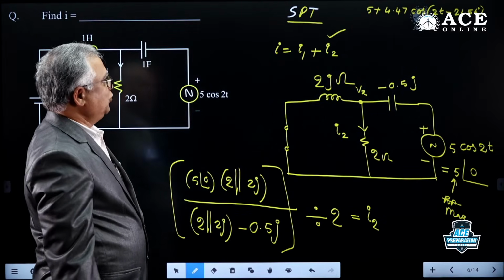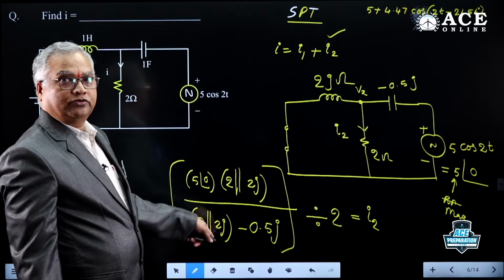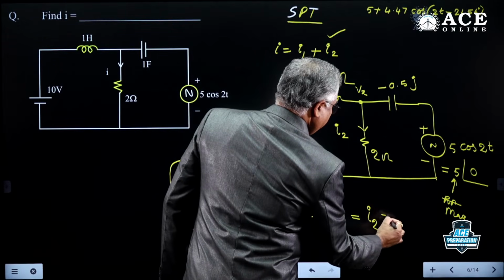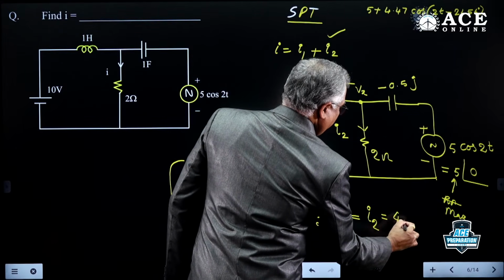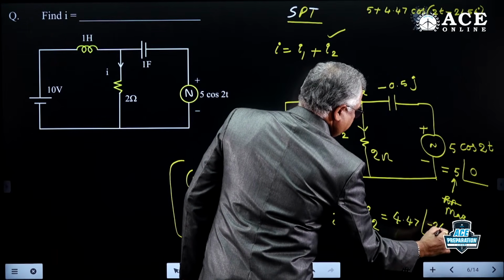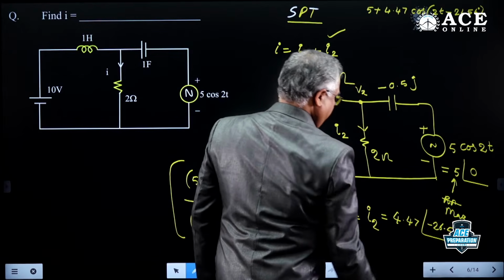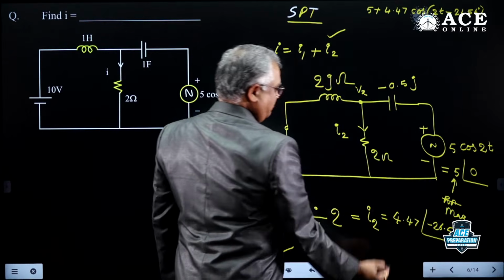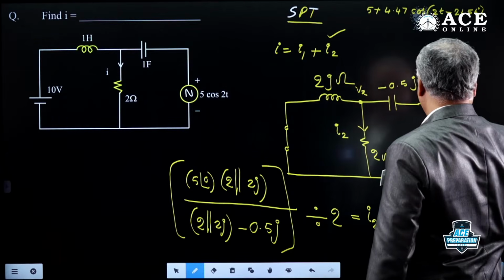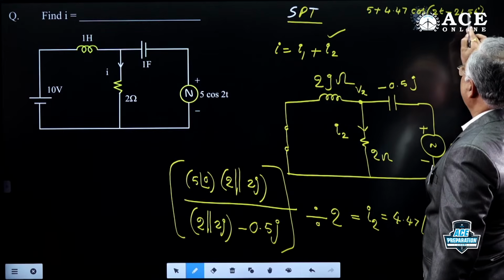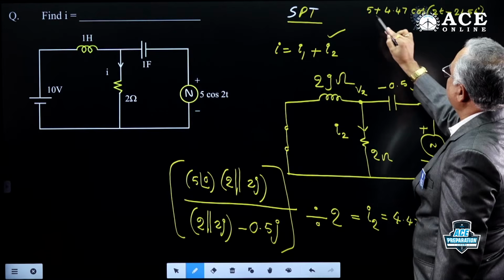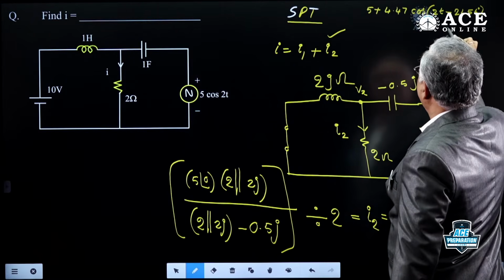For simplification you need a calculator. Later you check it. You will get the answer of 4.47 angle minus 26.56. This is in phasor form. Convert into trigonometric form. Again you will get this 4.47, attach the cos function, cos 2t minus 26.56. So this term is I2, this term is I1. I1 plus I2 is the answer.